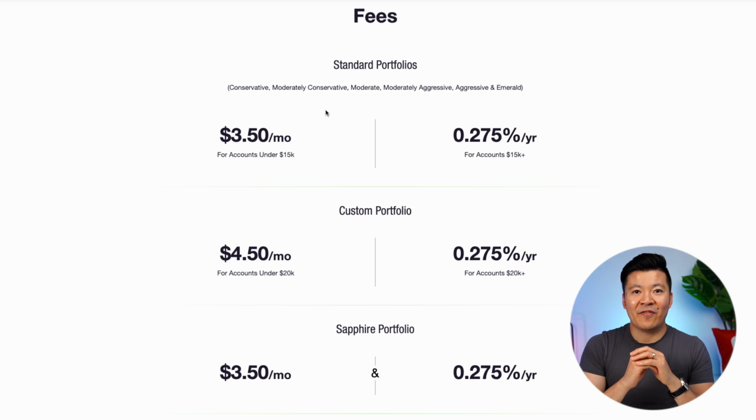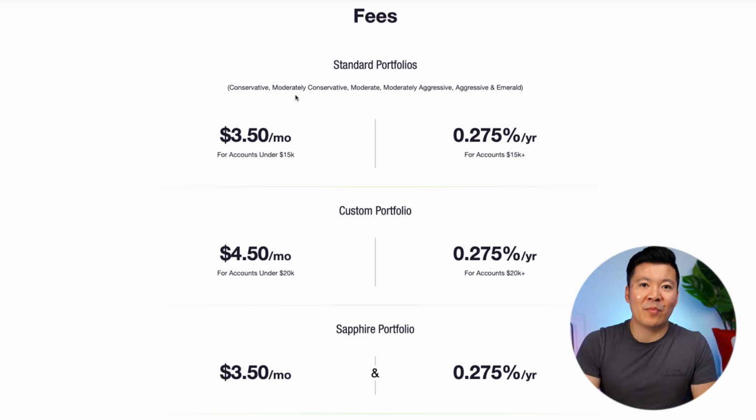For the first 6 options, so that includes conservative, moderate, moderately aggressive, and emerald, they charge a $3.50 per month maintenance fee for accounts under 15K and 0.275% per year for accounts over 15K. For the Sapphire portfolio, they charge a $3.50 per month fee, regardless of how much you have invested, as well as an additional 0.275% account fee per year. For the custom portfolio, they charge $4.50 per month for accounts under 20K and 0.275% per year for accounts over 20K.